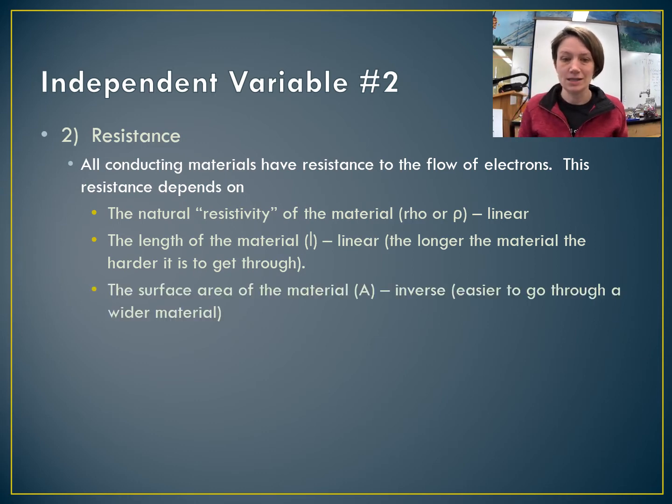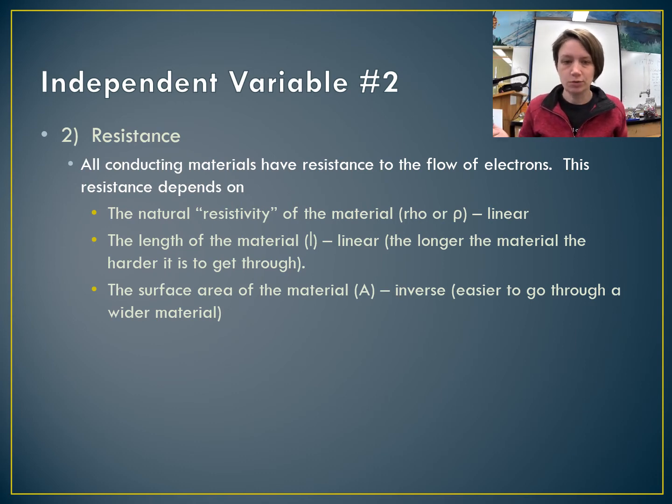The third variable is the surface area. Again, just like thermal physics, if you have a large fat wire, it's actually easier for the electrons to get through. There's more pathways for those electrons. There's less crowding if the wire is really fat. Which means the bigger the wire, the bigger the surface area, the smaller the resistance, right? So there's an inverse relationship between the surface area, or cross section, of the wire and the resistance of that wire.